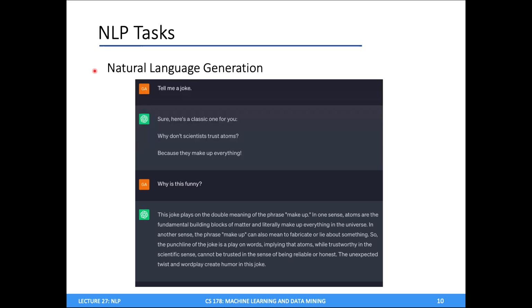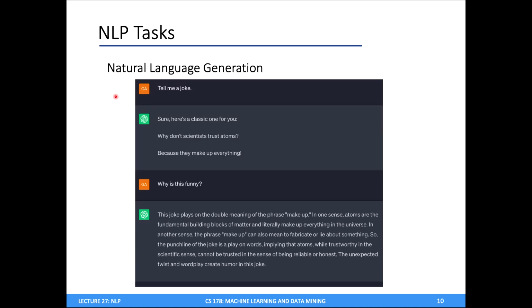Okay, and then the king of the NLP tasks is natural language generation, building chatbots. And this is an example of what ChatGPT does. ChatGPT is a language model where you can essentially interact with it just using natural language. It's a much less structured task where we can just type in text and have it spit text back out at us.